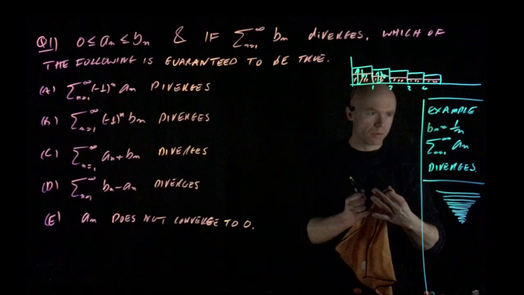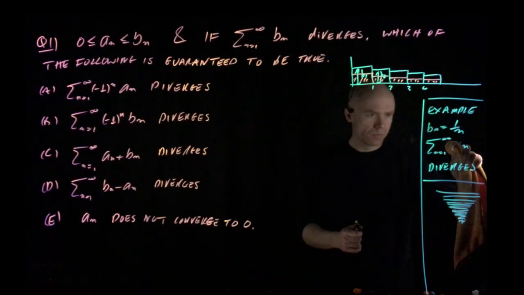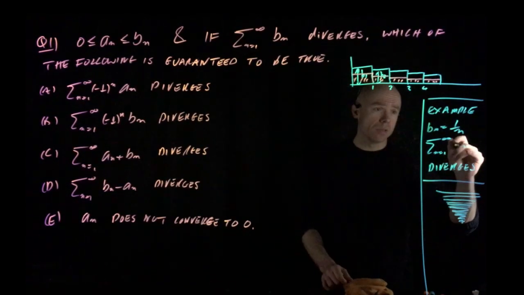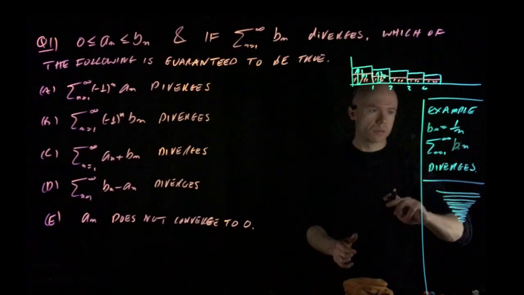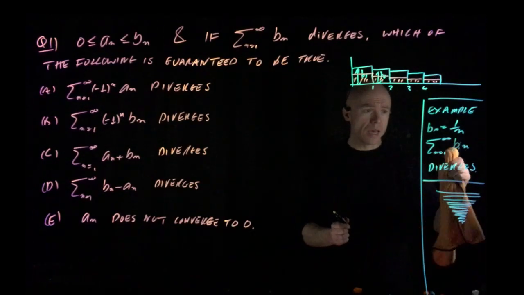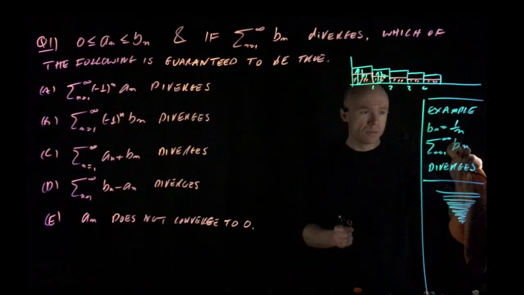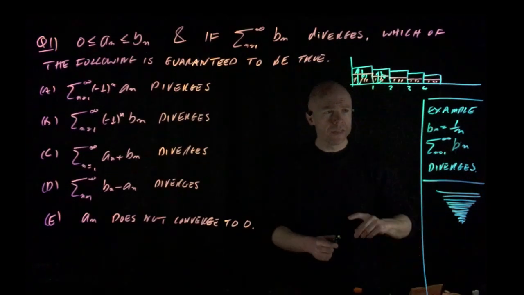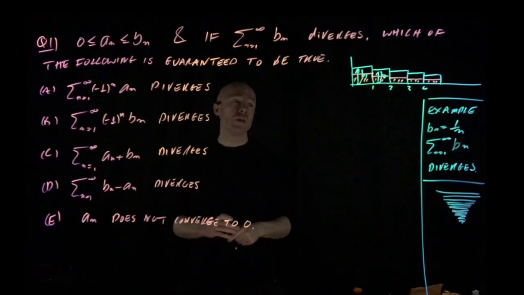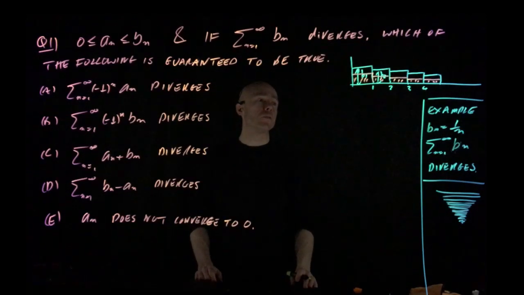And then the sum of Bn diverges. So it satisfies the hypothesis. And then we can take An to be any decreasing sequence. We can even take it to be just equal to Bn itself.